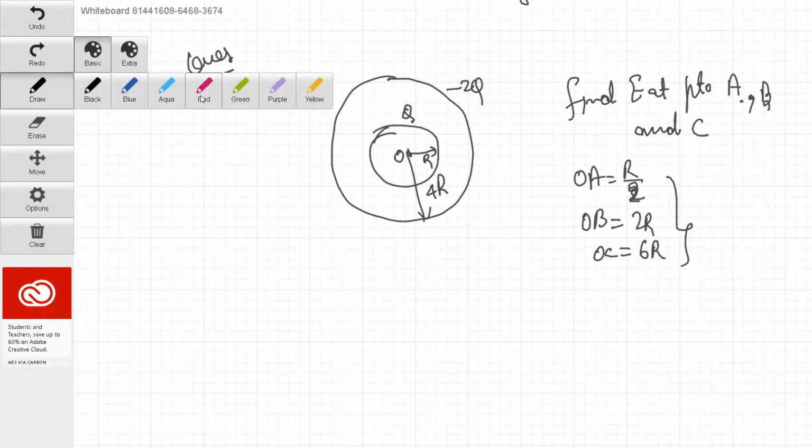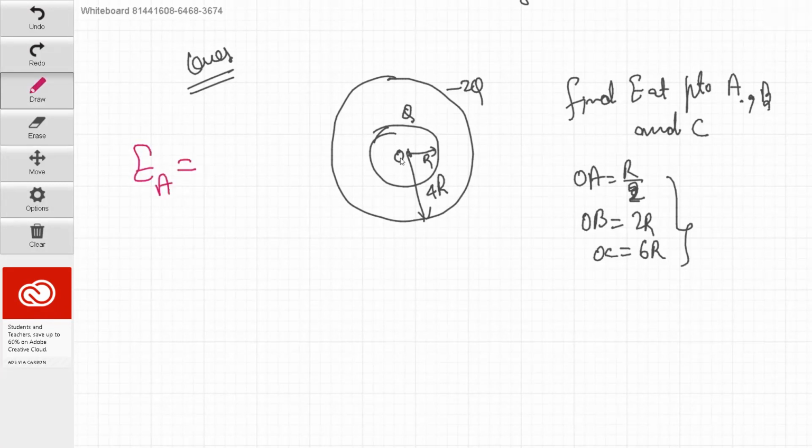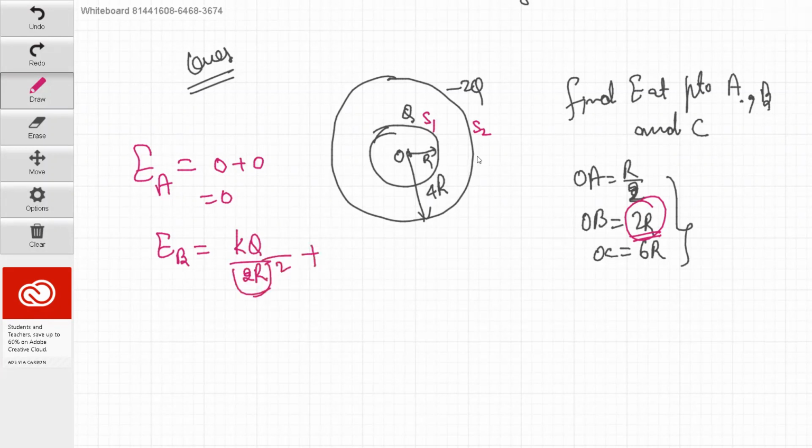So how you will do it? Suppose electric field at point A. So A point is inside the first sphere and also inside the second sphere. So electric field inside the hollow sphere will be 0 and 0. So it will be 0. Electric field at point B. So point B is at a distance of 2R. So it will be outside the first sphere, sphere 1. So that will be equal to KQ divided by 2R square, sorry. Plus it will be inside the S2. So its electric field will be 0. So that is equal to KQ by 4R square.